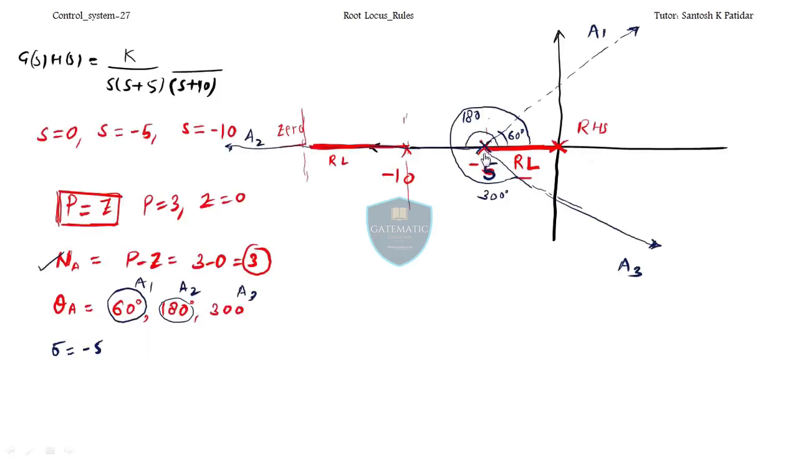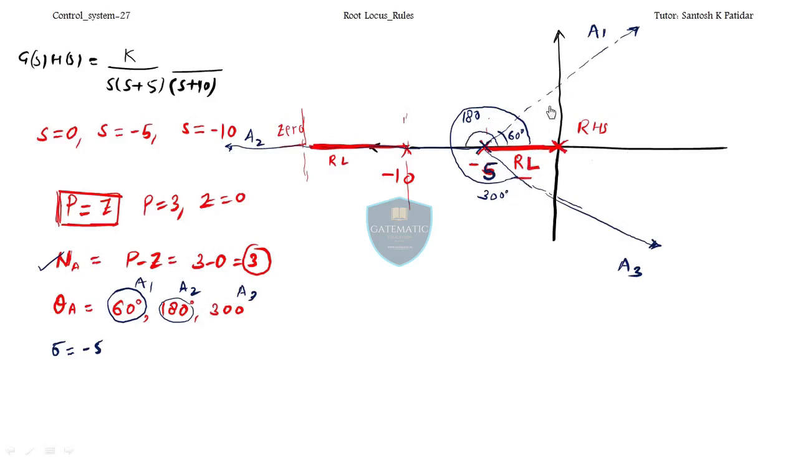So from the -5 I have 3 asymptotes. Why am I saying I have 3 asymptotes? Because from that formula I also have n equal to p minus z, that is 3 asymptotes I am getting over here. So 3 asymptotes will start at the point -5, and will make 3 different angles: 60 degrees, 180 degrees and 300 degrees. Everything is over.